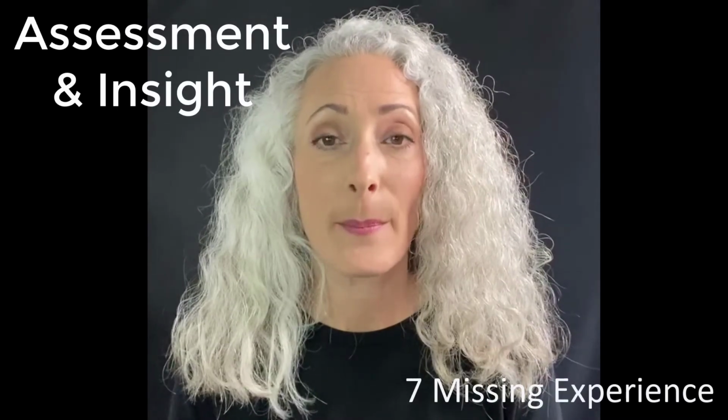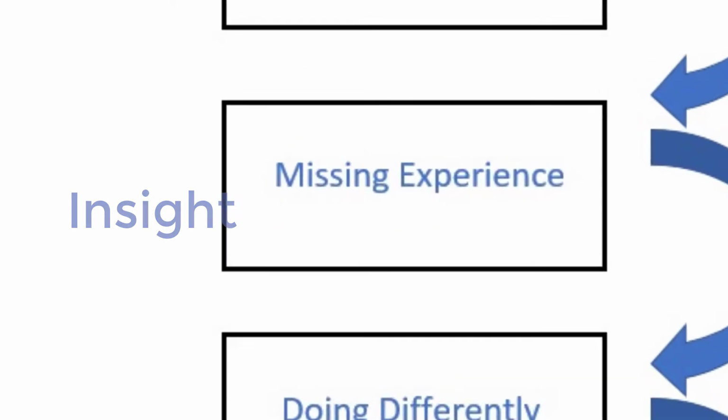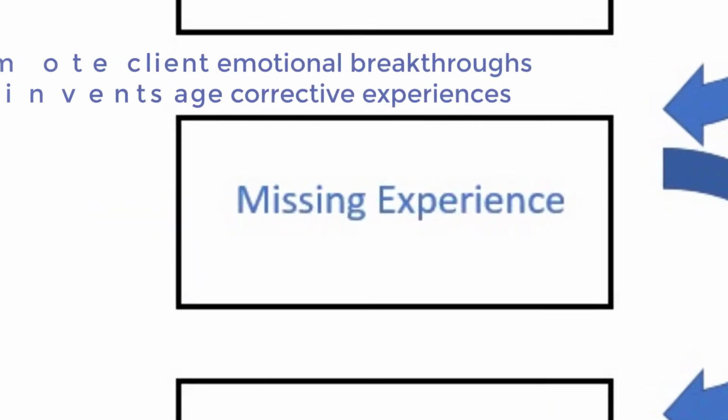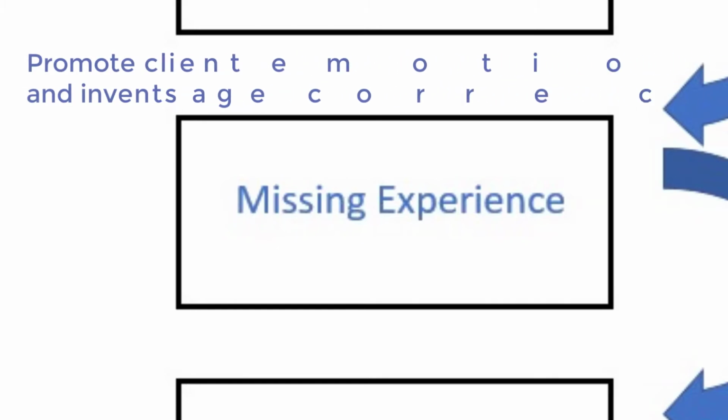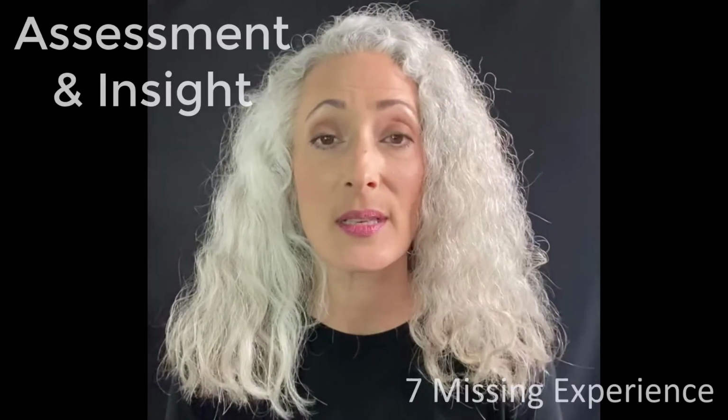Stage 7, missing experience. In this stage, the counselor will promote emotional breakthroughs for the client and helps invent age-corrective experiences for the client then to begin to reorient. Examples of this would be the counselor using role play, guided imagery, and narration to assist the client in this stage 7.